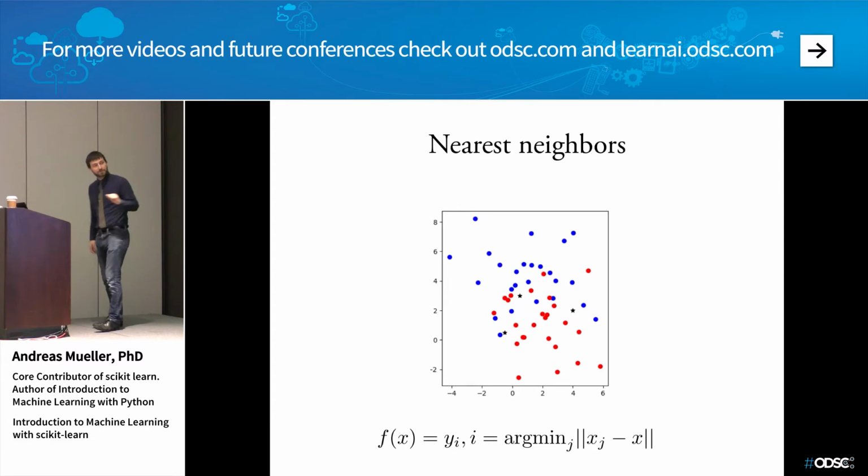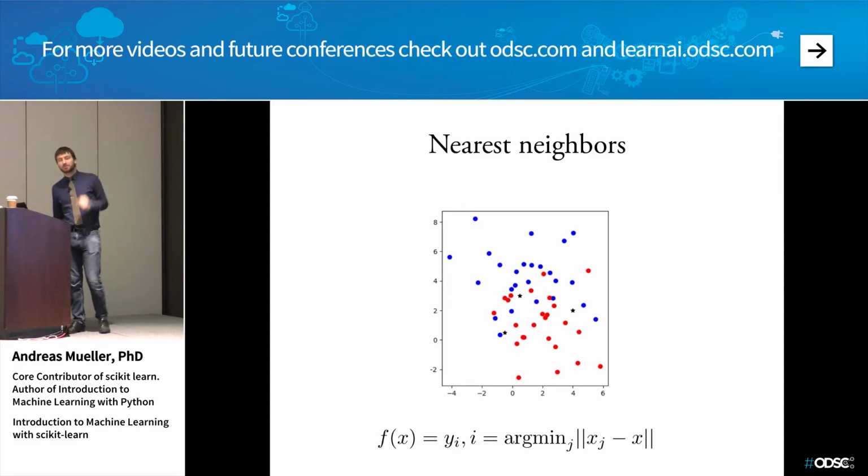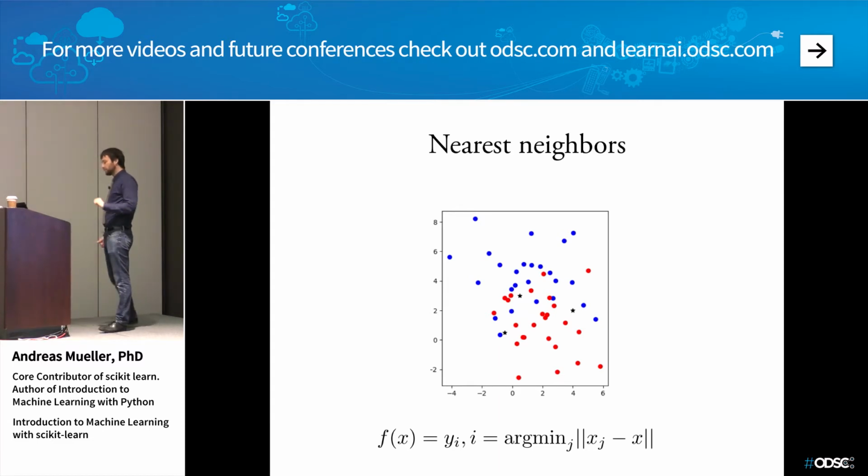So I'm not sure if you can see it. Here, this is supposed to be a two-dimensional data set with two classes. There's one feature on the x-axis, one feature on the y-axis. There's a red class, and there's a blue class. And maybe you can see there are 3 black stars in there that we want to classify. So let's say we have these 3 new data points, and we want to classify them.